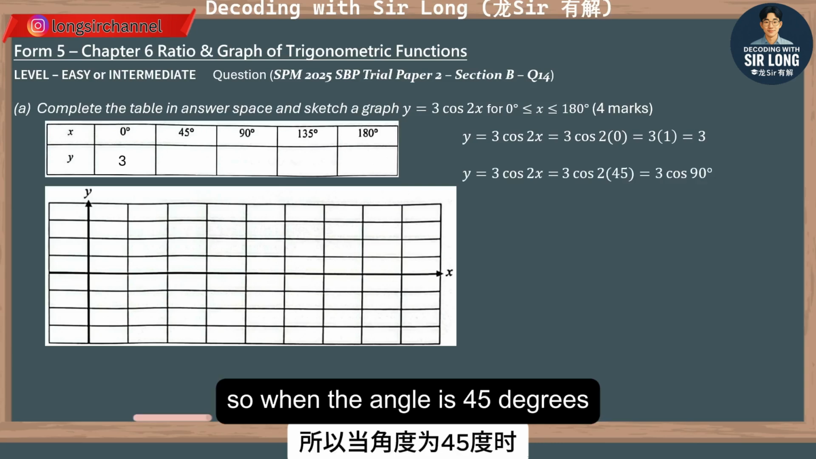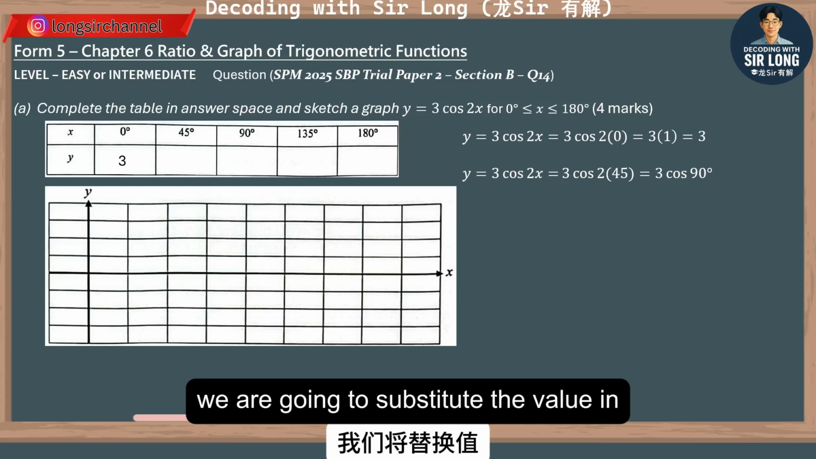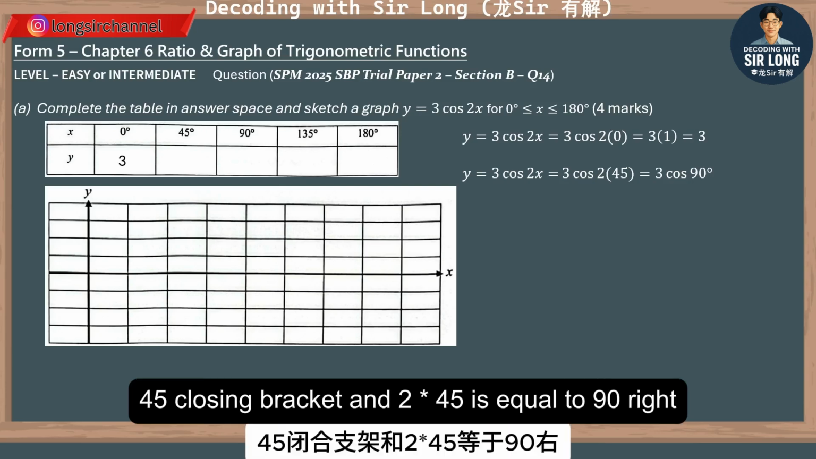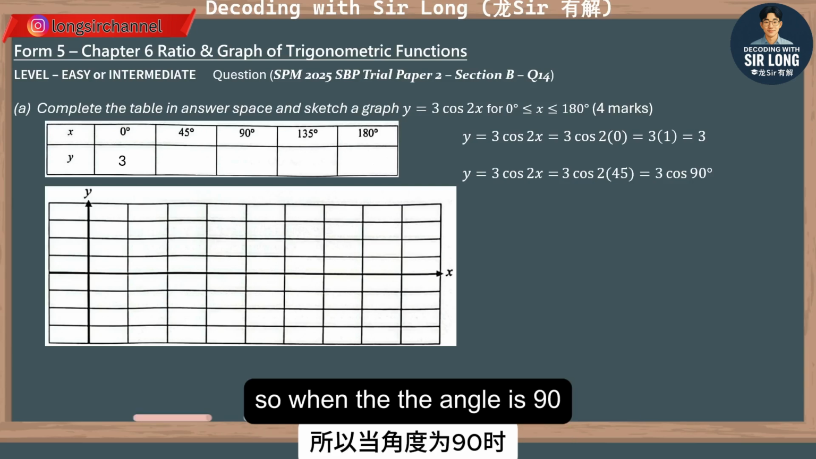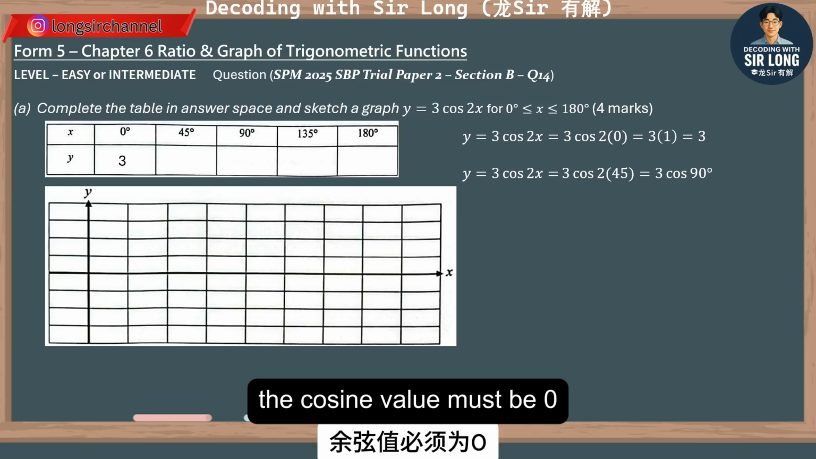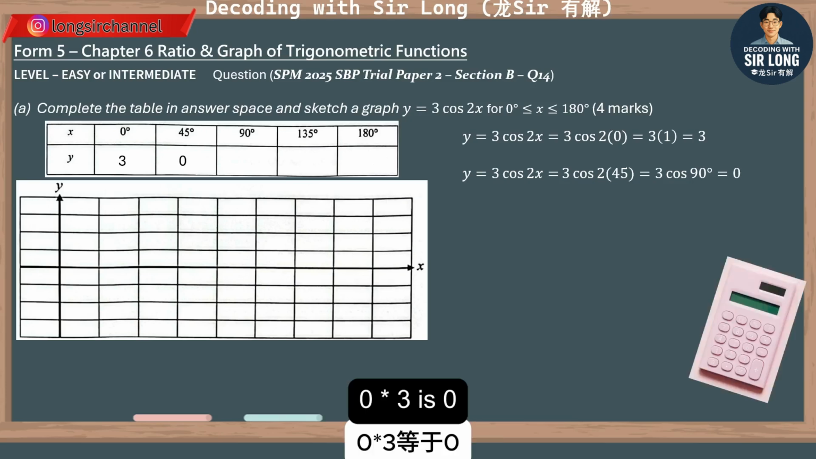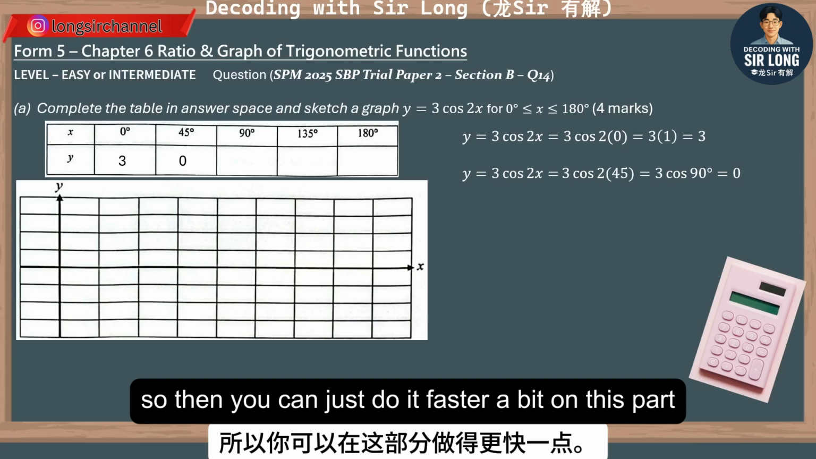When the angle is 45 degrees, we substitute the value in. So 3 cosine 2(45), and 2 times 45 is equal to 90, right? So when the angle is 90, the cosine value must be 0. 0 times 3 is 0. So then you can just do it a bit faster on this part.